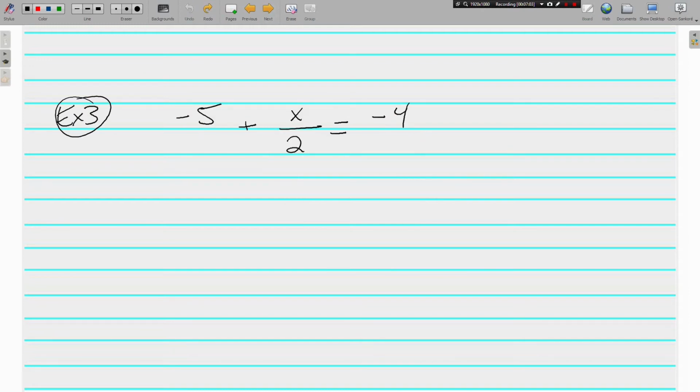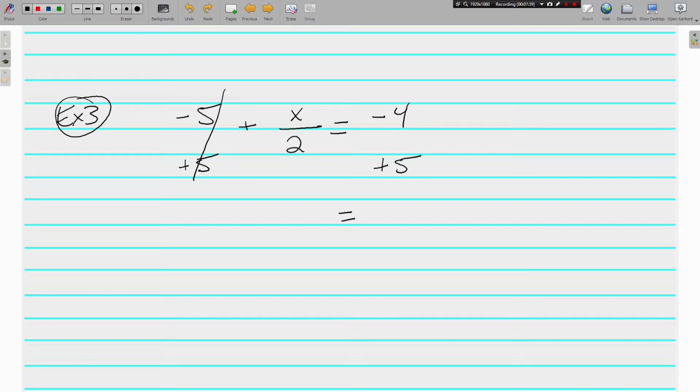Another example. Negative 5 plus x over 2 is equal to negative 4. The variable's on the left. It's being divided by 2 and has a negative 5 being added to it. We're going to save the term with the variable for last. So first, we're going to undo the negative 5. The opposite of a negative 5 is a positive 5. Those will cancel. What you do to one side, you must do to the other side.